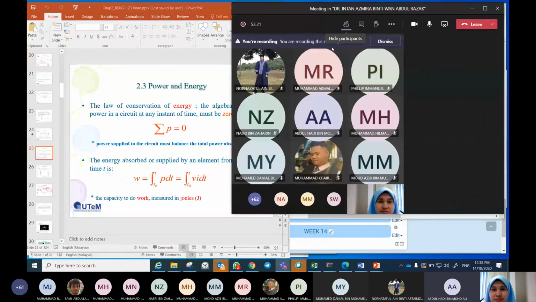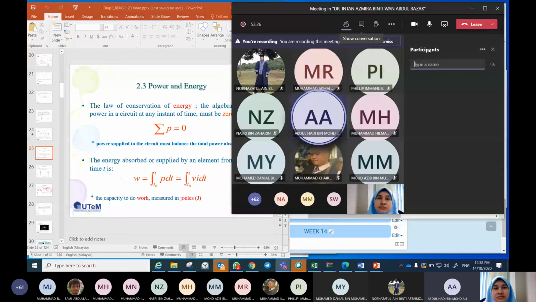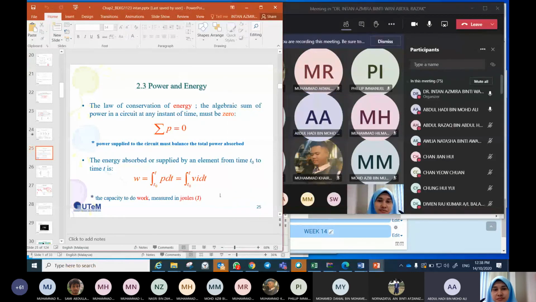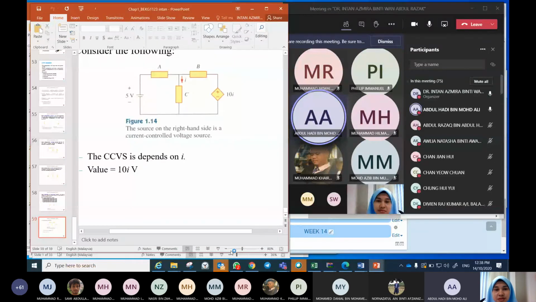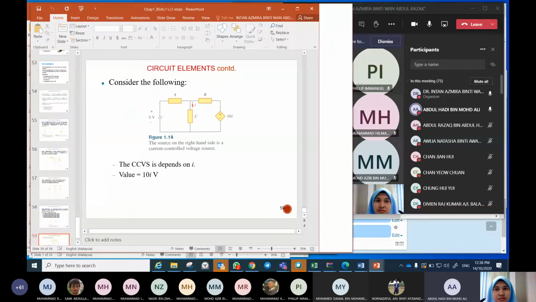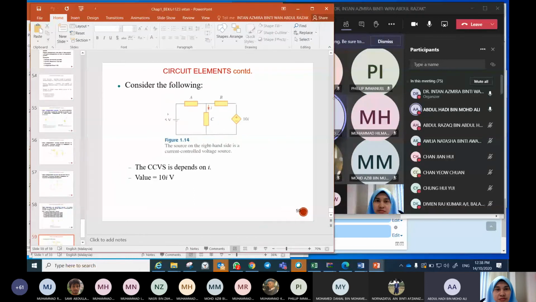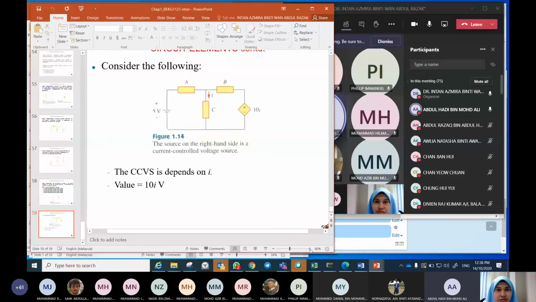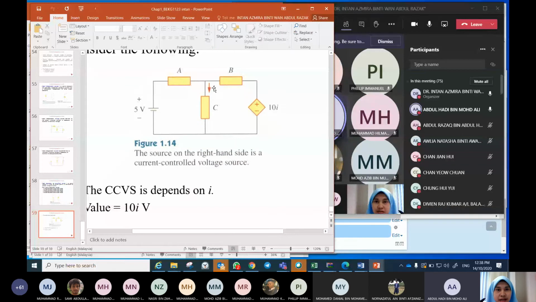Doctor, can you go to the previous slide? Chapter 1 or chapter 2? Chapter 1. So the moment you said it's 20, how can it be 20? Because let's say I is equal to 2 amps, so the voltage source here is equal to 20 volts.